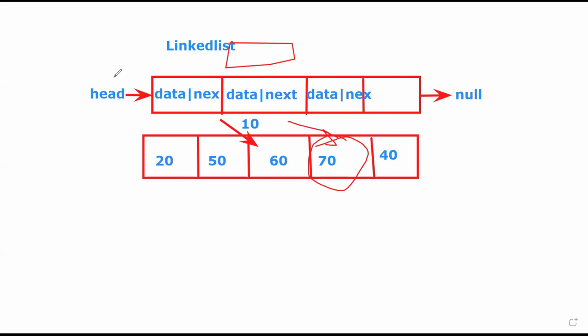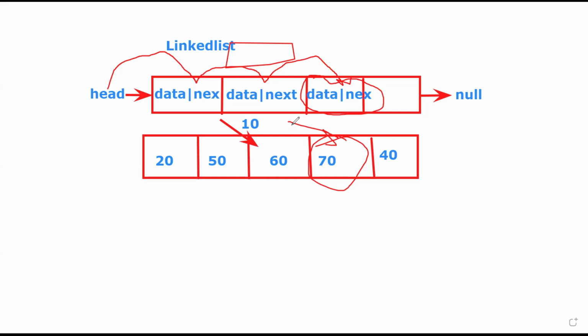But in case of linked list, let's say I want to search for this element. Now you know how it will proceed. First we need to go to head. Head will go to this data and point to the next. It will go to this. Then it will go to the next element which we are searching. Now this is the third value, third node.